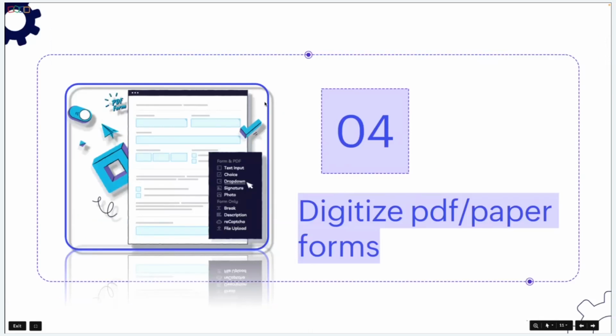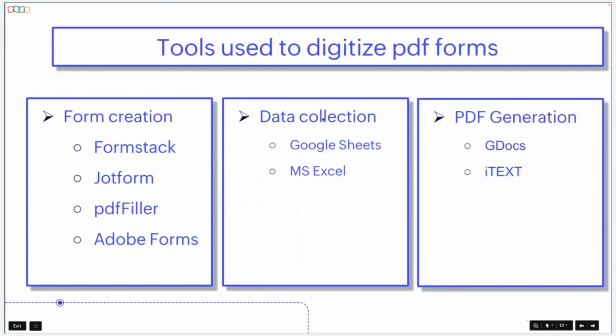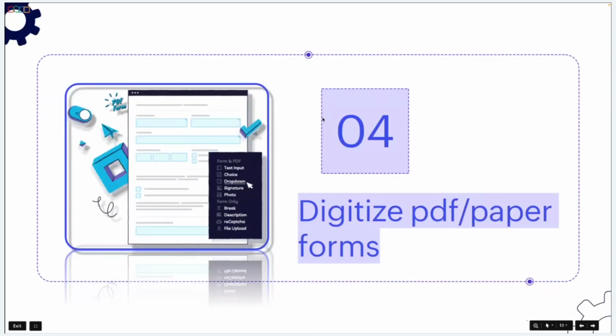So the next segment would be to digitize PDF or paper forms. When it comes to PDF forms, let's say I'm trying to convert paper forms into digital format. So I've got various paper forms, and if I would like to convert them into digital format, I would be required to purchase certain tools which can be so costly, and the pricing would be unpredictable, and it will not suit my business as well.